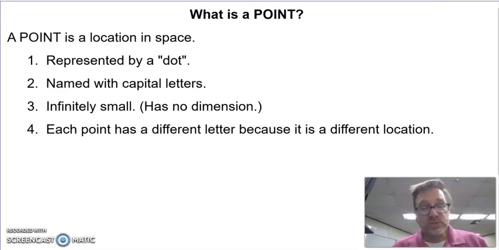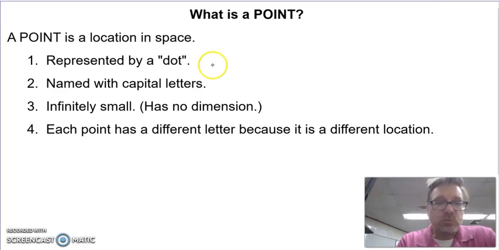We've used it, we've used it, we use it. Now, the word point really doesn't have any definition. Usually, though, we represent a point with a dot. This is a point because it is a location in space. We always name points with capital letters. So this could be point A. I'm going to call it A because it's the first point.